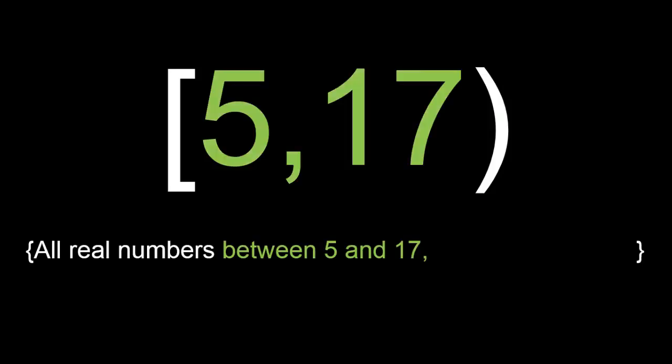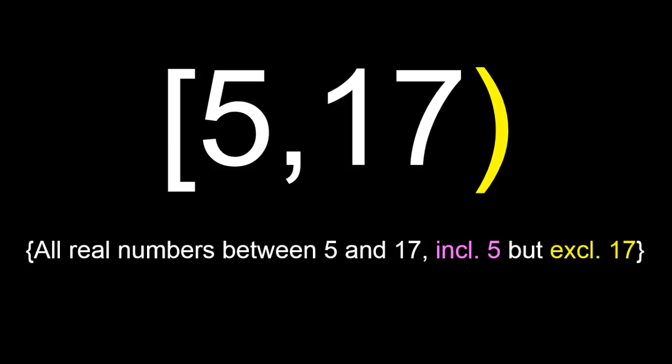Let's try another example, but now going in the other direction. What does the set [5, 17) refer to? Well, this refers to the set which contains all real numbers between 5 and 17, including 5 but excluding 17.